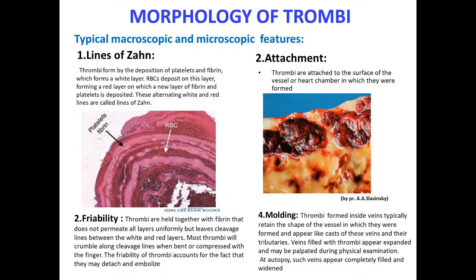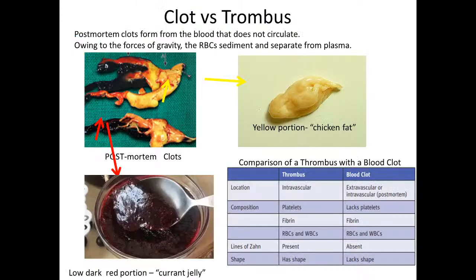And molding: thrombi formed inside veins typically retain the shape of the vessel in which they were formed and appear like casts of these veins and their tributaries. Veins filled with thrombi appear expanded and may be palpated during physical examination. At autopsy, such veins appear completely filled and widened.